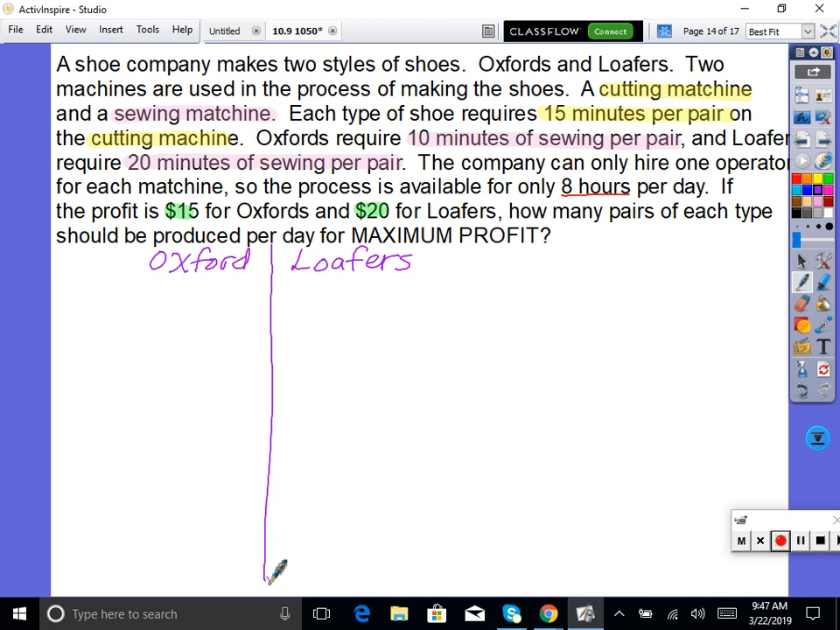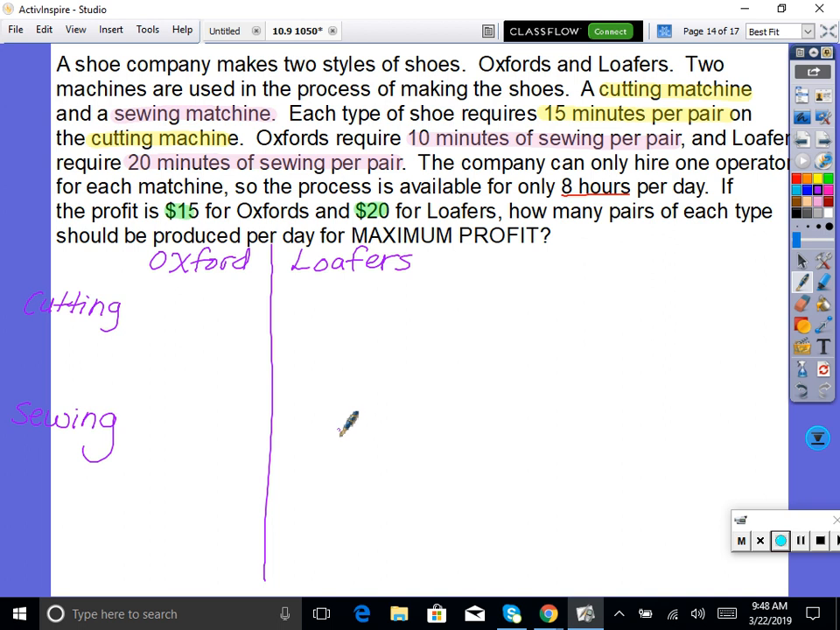All right. A cutting machine and sewing machine are used in the process. So guys, let's think, okay? Because this is kind of where we had a hard time last hour. Now think about it. For Oxford and loafers, there's going to be cutting involved of the shoe, correct? Cutting and sewing. So cutting for Oxford, cutting for loafers. Sewing for Oxford, sewing for loafers.